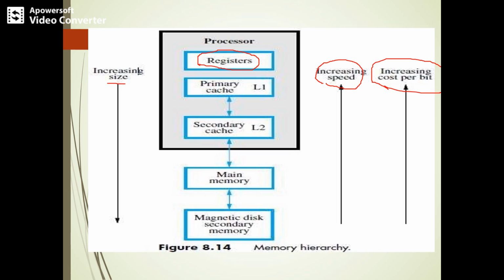The next comes, within the processor, it consists of two different cache levels. The first one is L1 cache and the second one is L2 cache. So level 1 and level 2 cache.